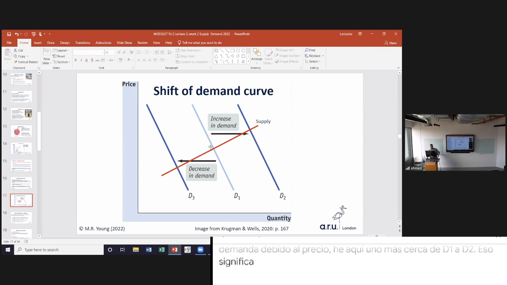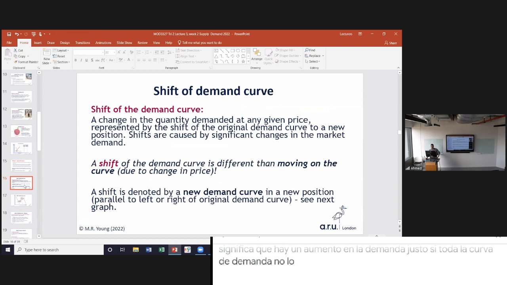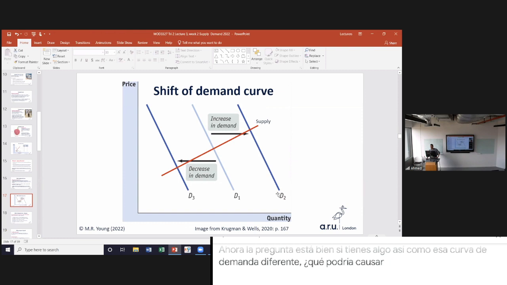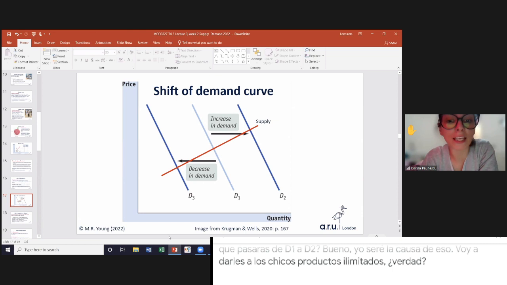Now, the question is, if you have a different demand curve, what could cause that? What could cause you to go from D1 to D2? What could be the cause of that? Marina, what do you want to say? It can be price, it can be quality. No, this is something else. I'm going to explain it to you.